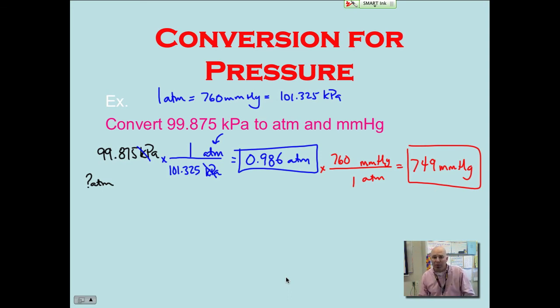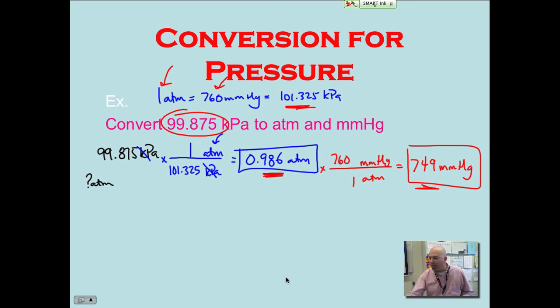And these both make total sense because 99.875 is less than 101.325 by a little bit. So we should have a little less than 1 atmosphere, and we should have a little less than 760 millimeters of mercury. So there are your conversions for pressure in the way that we simply use it.